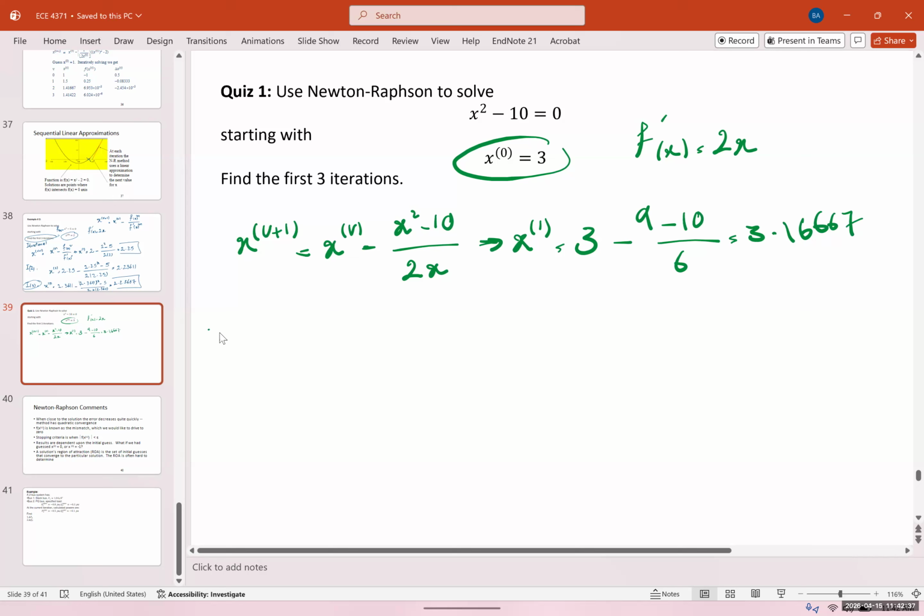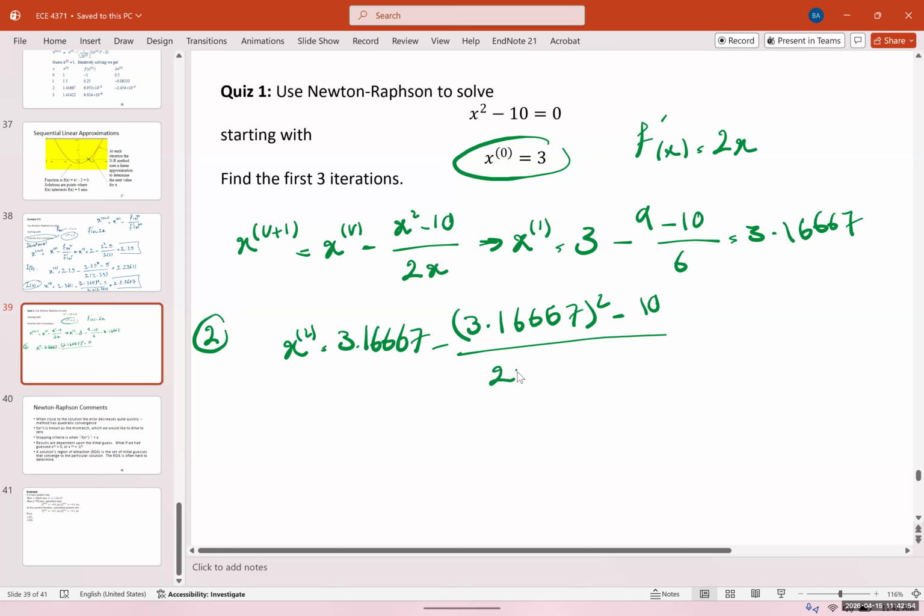So for iteration 2, x2, we have 3.16667 minus (3.16667 to the power of 2 minus 10) over (2 times 3.16667), which gives us 3.16228.